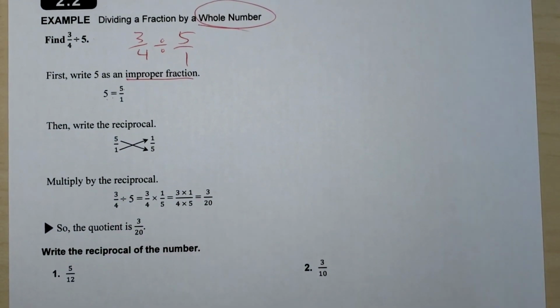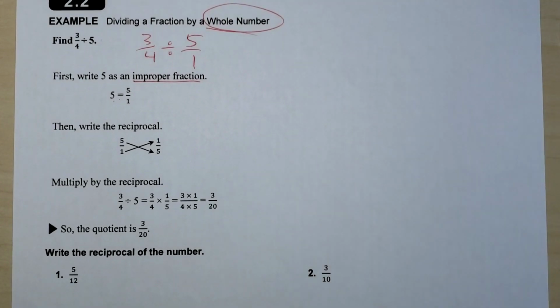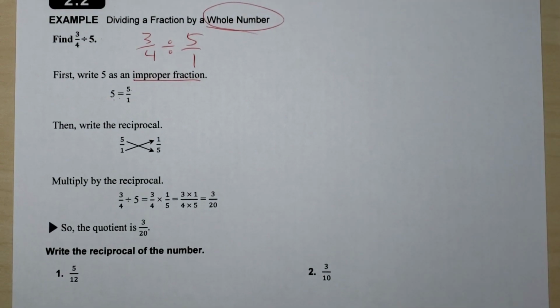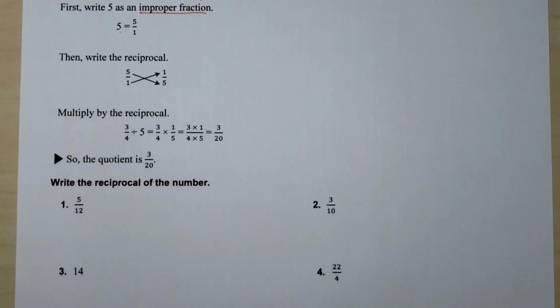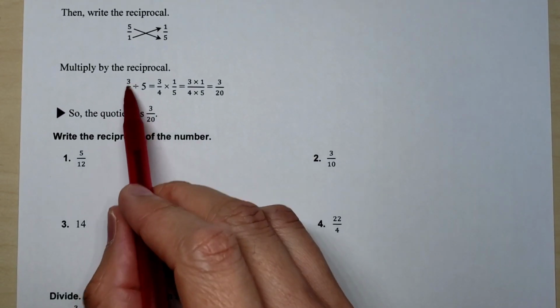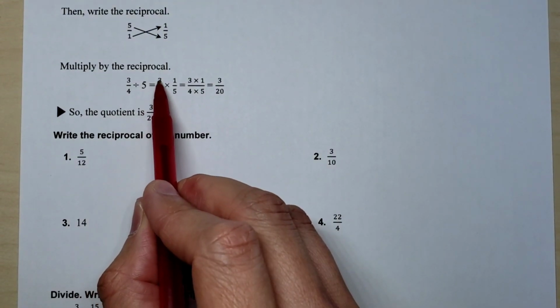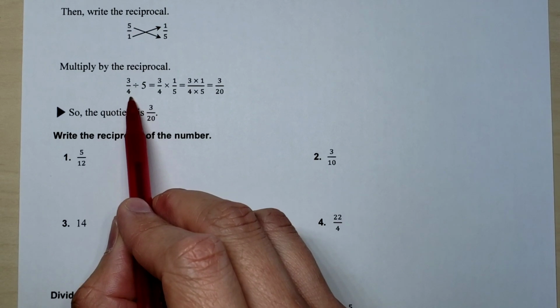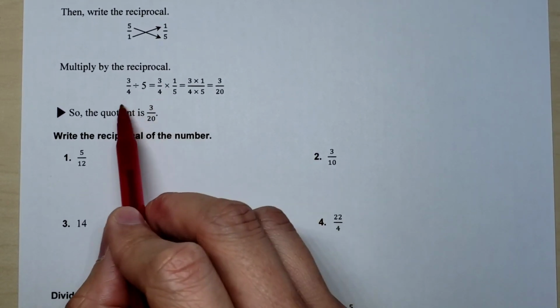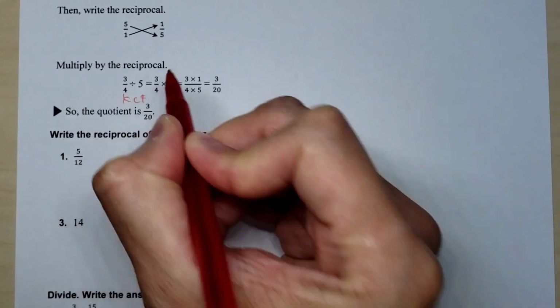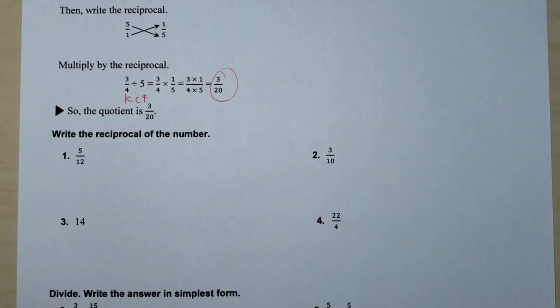So now the same thing, keep, change, flip. We multiply by its reciprocal. So the right term to use is dividing is the same thing as multiplying by its reciprocal. The keep, change, flip is just a shortcut. Now, 3/4 divided by 5 is the same thing as 3/4 times 1/5. So keep, change, flip, and you get 3/20.